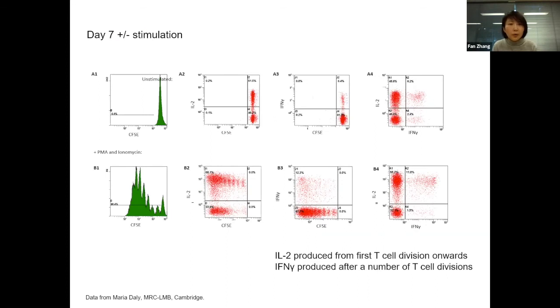So this is an example to show you the cytokine expression in T cells. The first upper panel is the control. On day 7, the CD4 T cells undergo several cell divisions, as you can see in the green plot. The 2D dot plot tells us interleukin-2, IL-2, is produced from the first T cell division onwards, and interferon gamma is produced after a number of cell divisions.